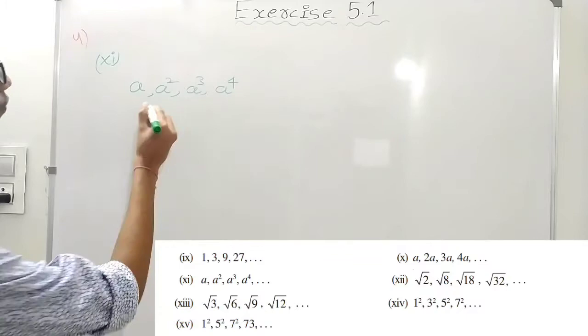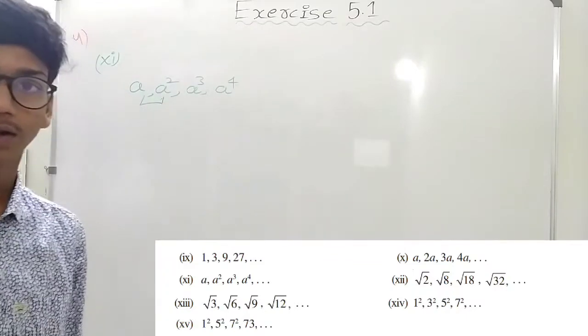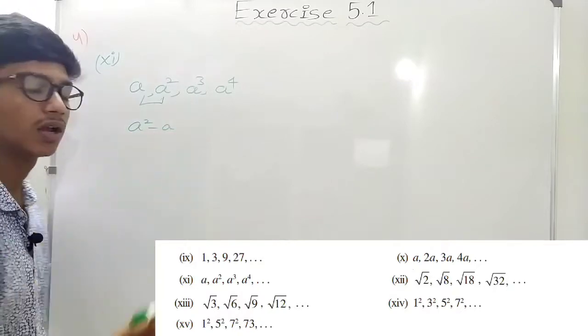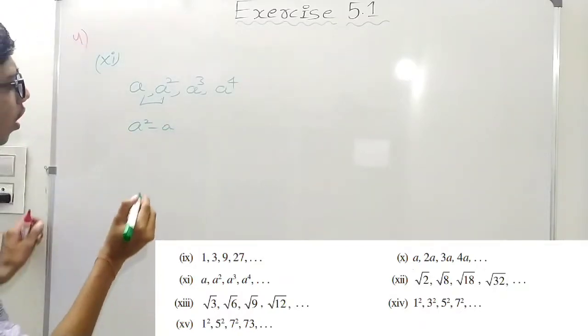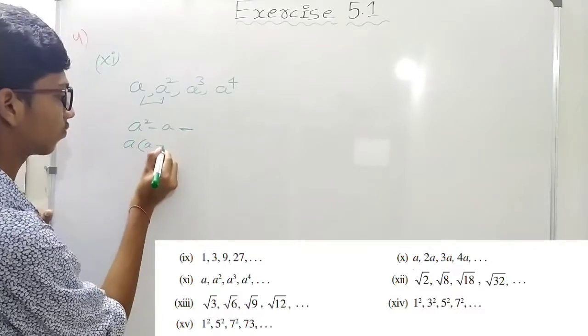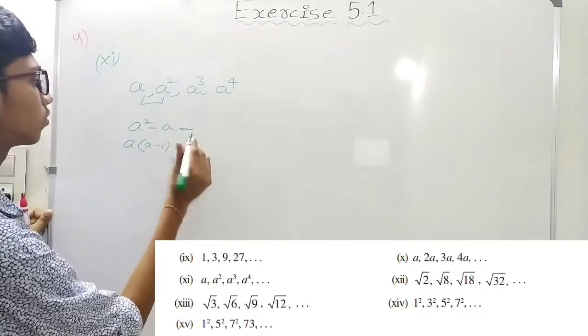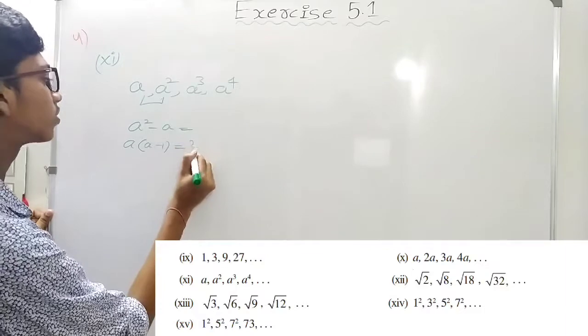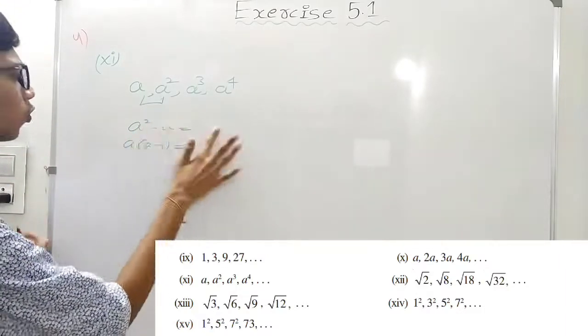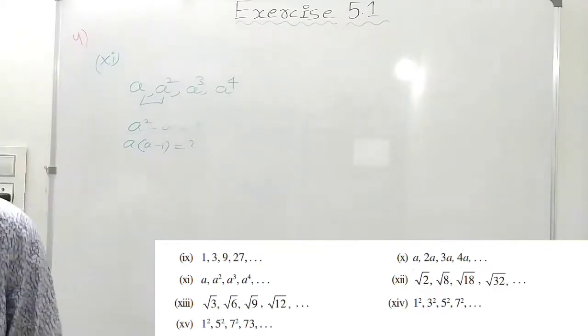What is the difference between A square and A? That is A square minus A. A square minus A, and if we take A common, A of A minus 1 is equal to... the difference we don't know. And clearly, don't do these silly things.